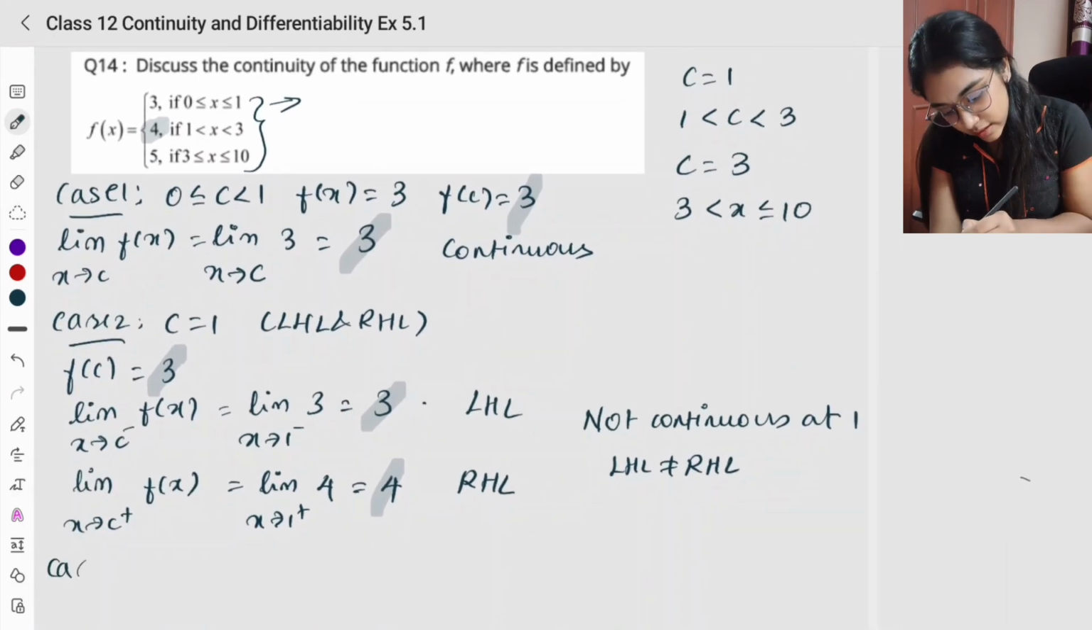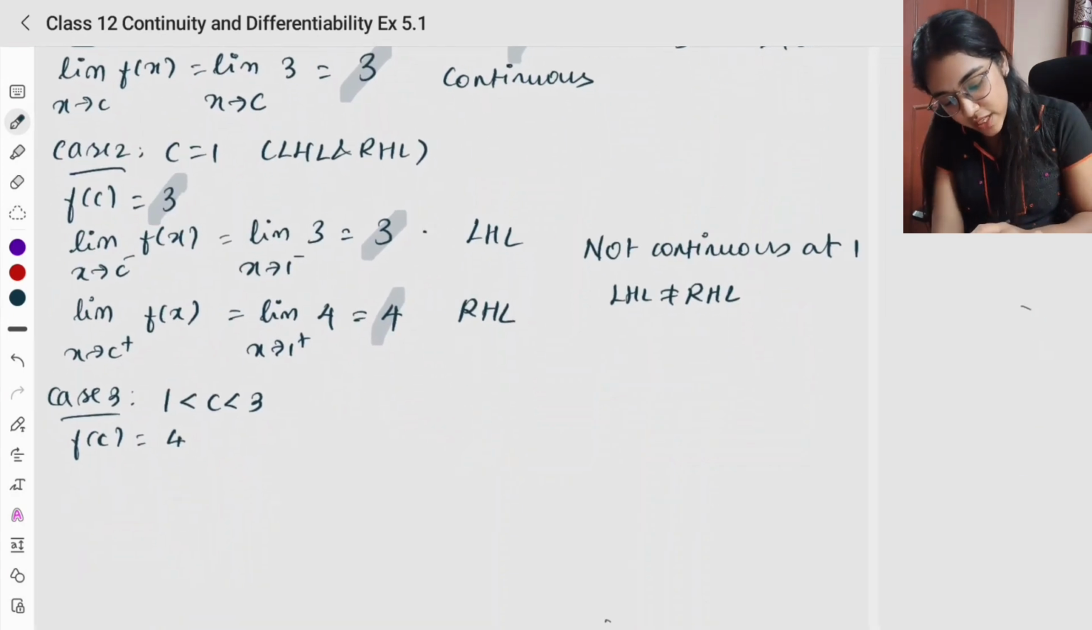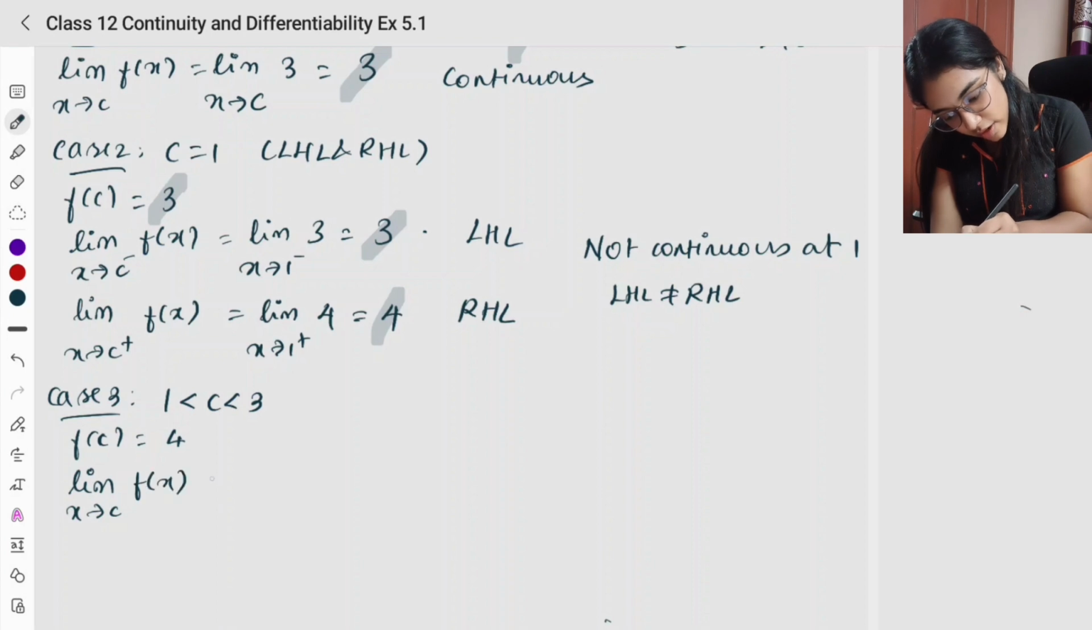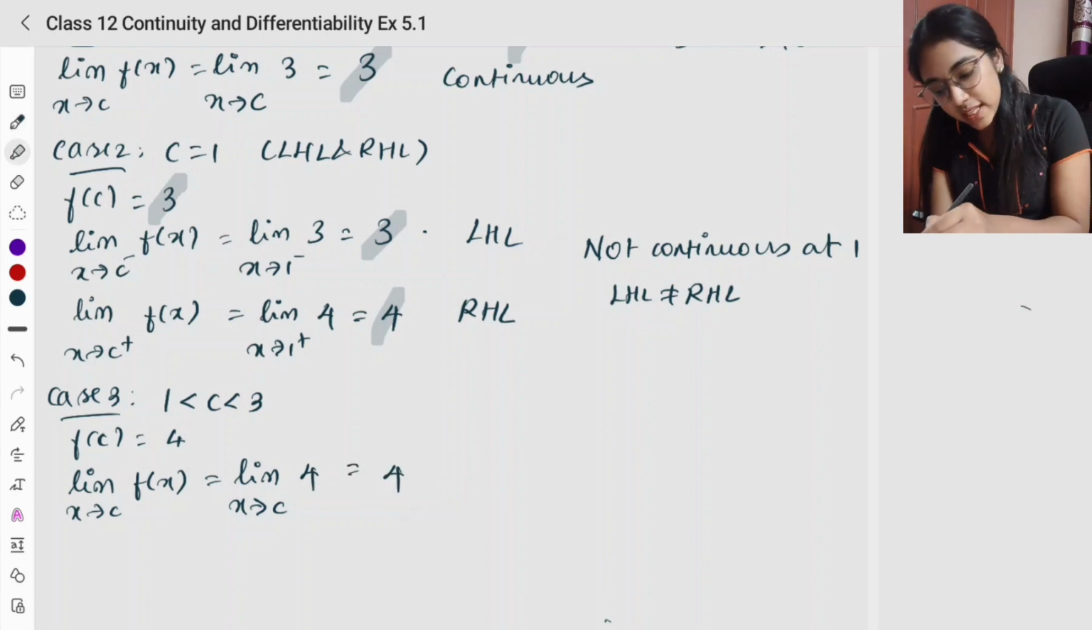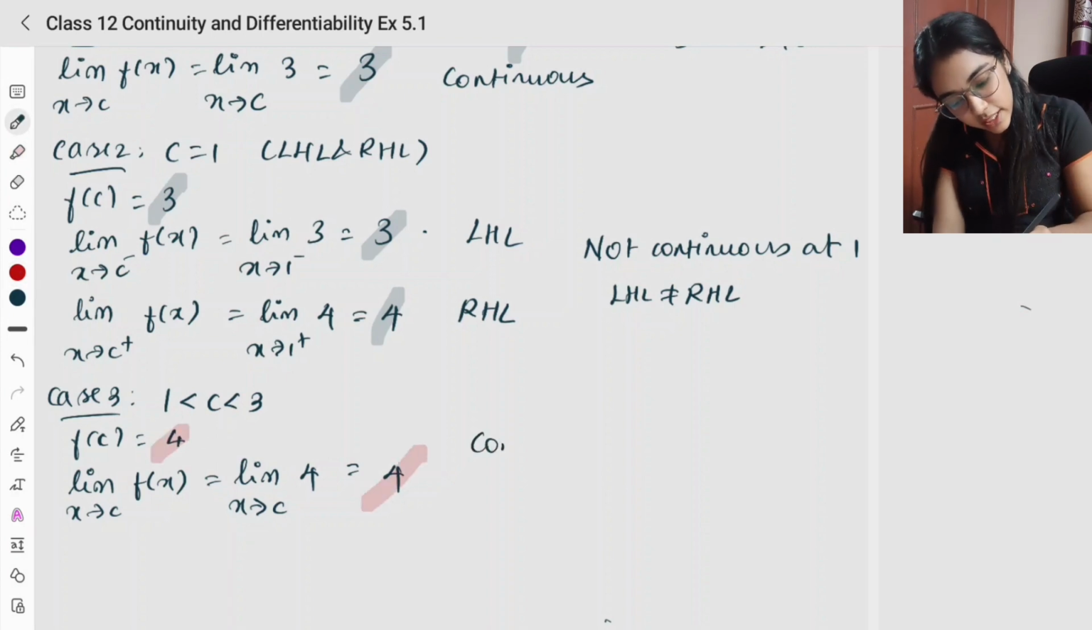Third case, 1 less than C less than 3. Now in this case, what is my f of C? My f of C from the question is going to be 4. So this is my f of C. Now what happens to the limit? Limit x tends to C of f of x, which is going to be limit x tends to C of 4. What is my f of x? 4. When I take 4 outside the limit, I'll be left with 4. So, what do we see here? I have 4 equal to 4. So, it is continuous.